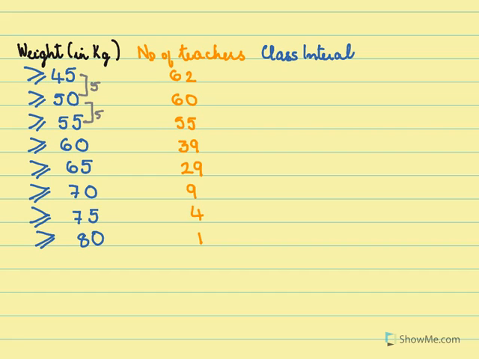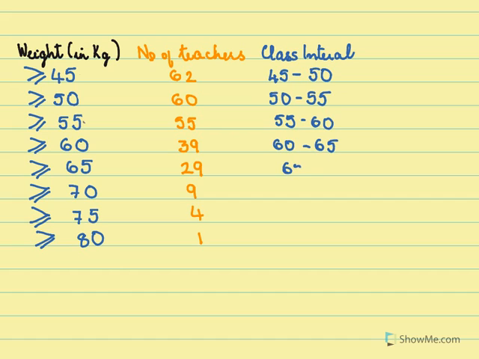Now it is more than 45. So 45 must be a lower limit. So this would be now 45 to 50. The next is more than 50. So it will be 50 to 55. 55 to 60. 60 to 65. 65 to 70, because it's more than. 70 to 75. 75 to 80. And then 80 to 85.